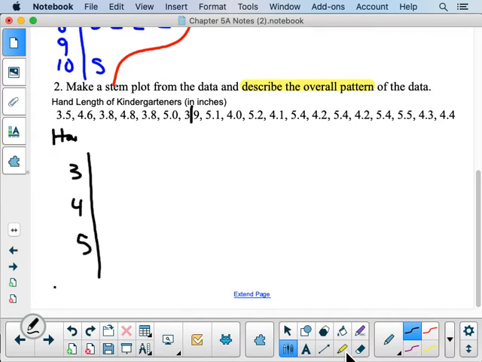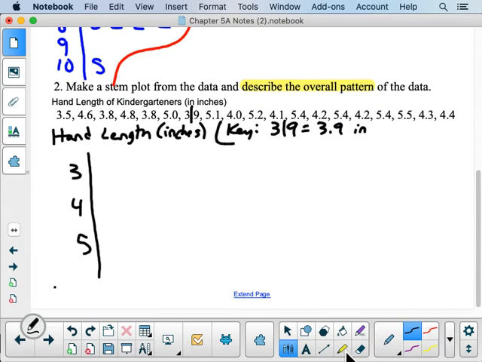This is hand length. And we're going to go from there. So we need to start with the 3.5. Oh, this is in inches. That might be something good to put in the title. And then our key will be that 3 as a stem, 9 as a leaf. That equals 3.9 inches. Okay, it's good to have a key.